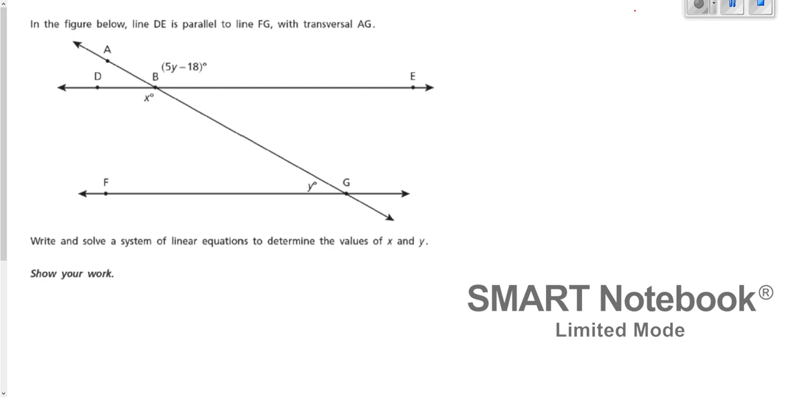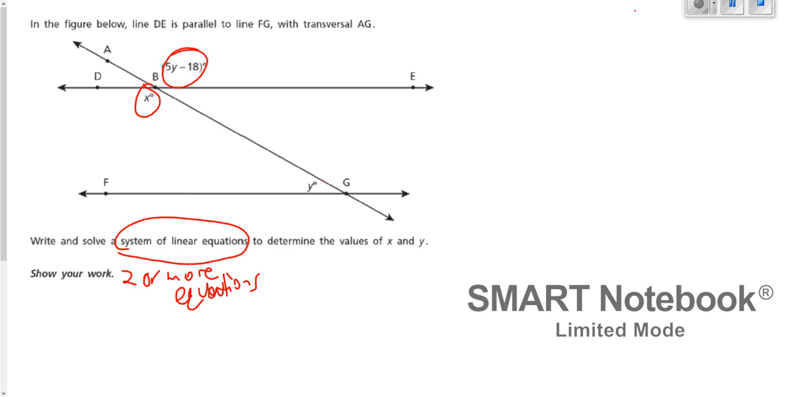If you remember, in Unit 4 and in a previous Redzone, we learned that a system of equations is two or more equations that use the same variables. And you can see that we're dealing with x's and y's.